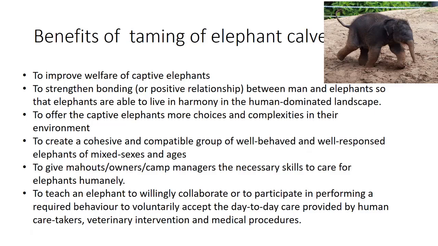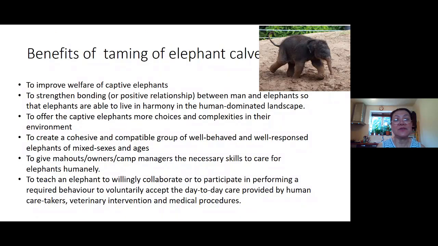And if human caretakers know about captive elephant behavior, they can offer more choice and complexity, so that the elephants can live with full welfare requirements. They have more choice. They are not bored, standing tied to a tree or left in the field or something like this. So caretakers can create some complexity and the elephants can enjoy. Another aim is to create a cohesive and compatible group of well-behaved, responsive elephants, of mixed sex and ages. By training these elephants, they know how to live in harmony among themselves as well as between men and elephants.